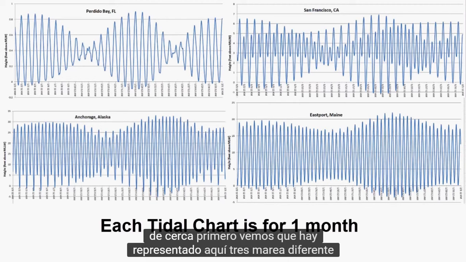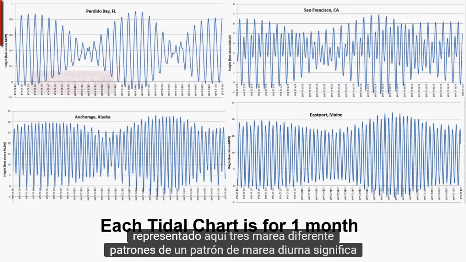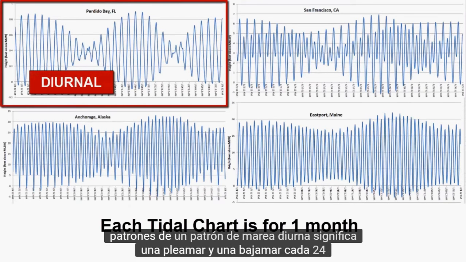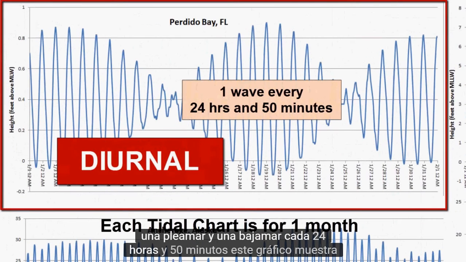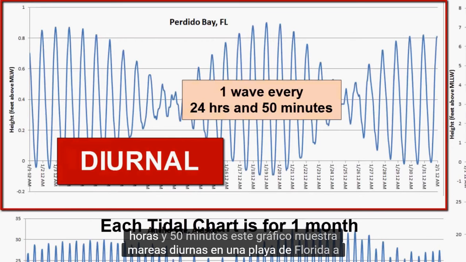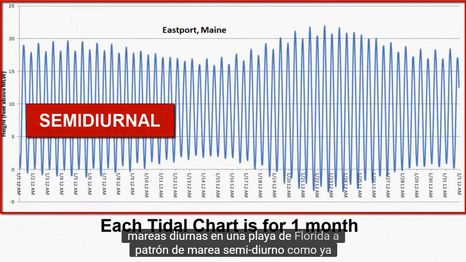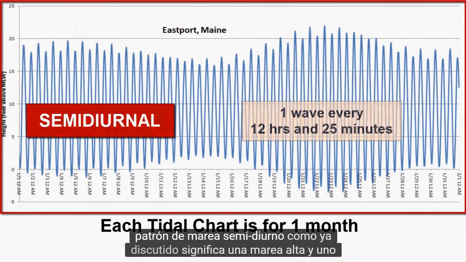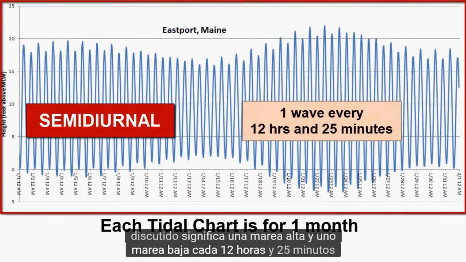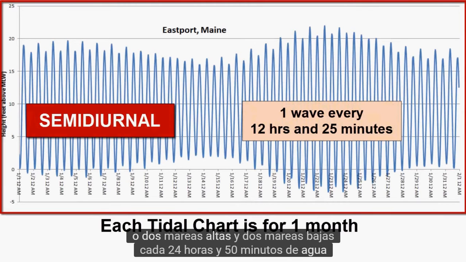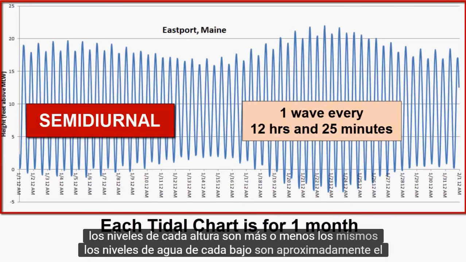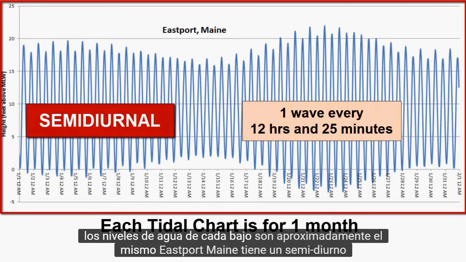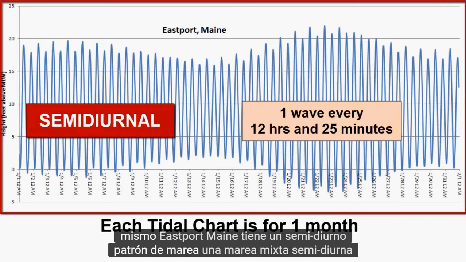First, we see that there are represented here 3 different tidal patterns. A diurnal tidal pattern means 1 high tide and 1 low tide every 24 hours and 50 minutes. This graph shows diurnal tides at a beach in Florida. A semi-diurnal tidal pattern, as already discussed, means 1 high tide and 1 low tide every 12 hours and 25 minutes, or 2 high tides and 2 low tides every 24 hours and 50 minutes. Water levels of each high are roughly the same. Water levels of each low are roughly the same. Eastport, Maine has a semi-diurnal tidal pattern.